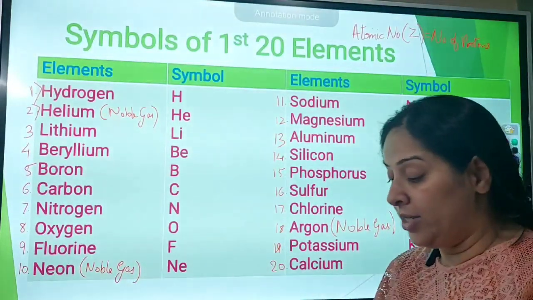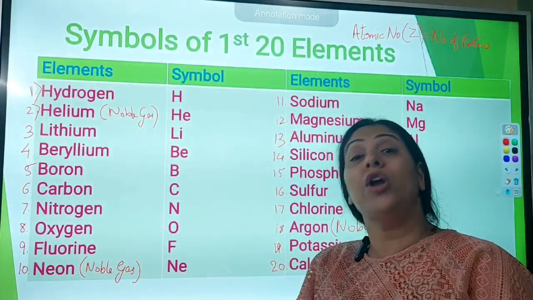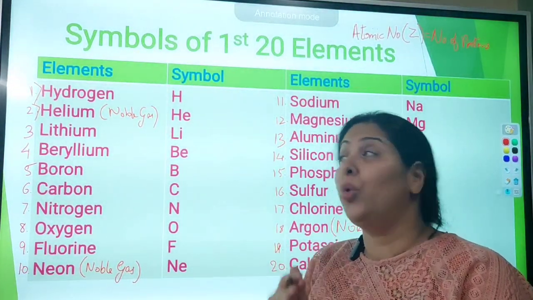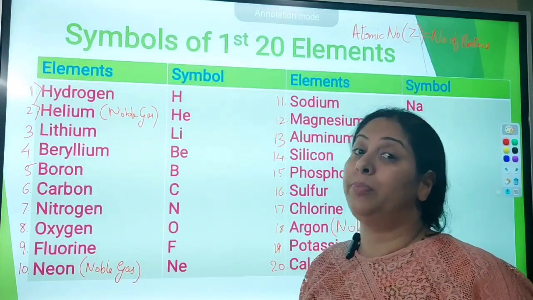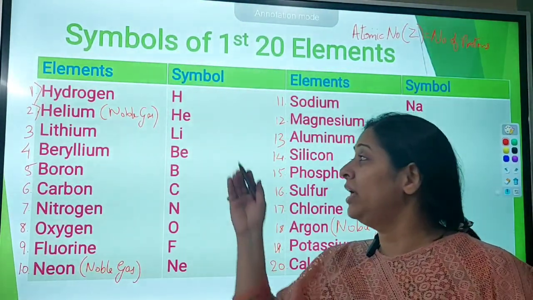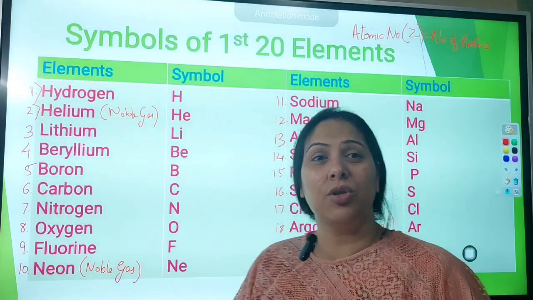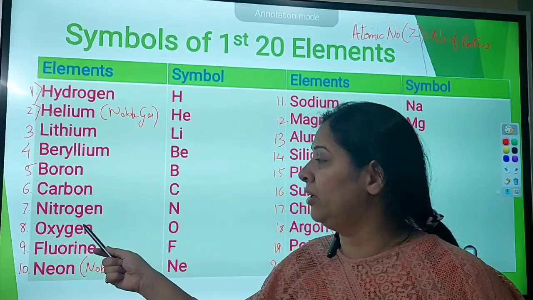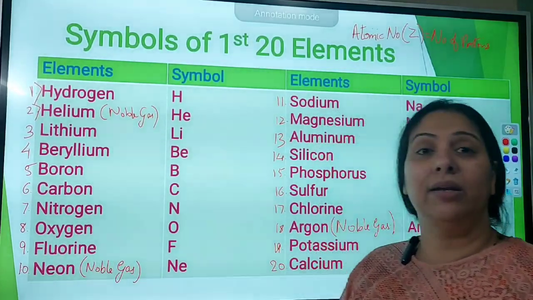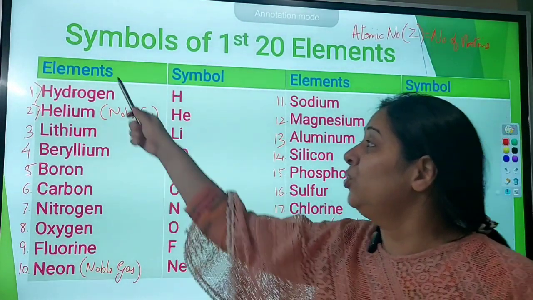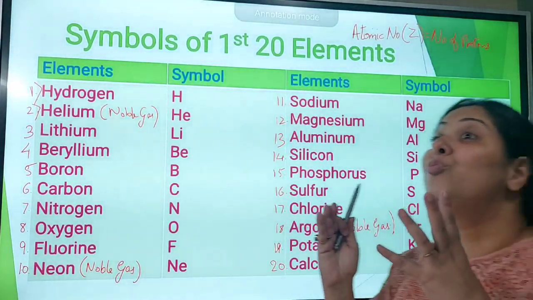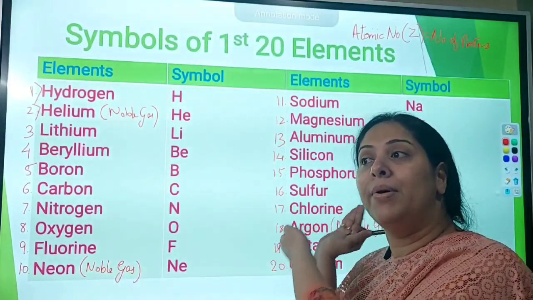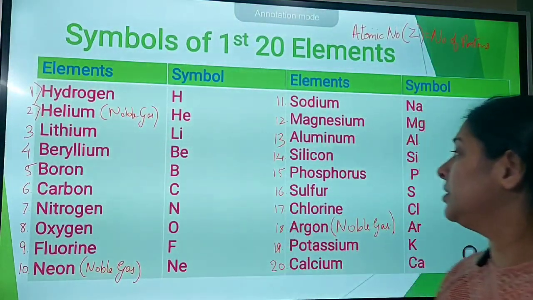Children, this list has to be learned by heart. If you want good marks in this subject, specifically in this chapter, you need to know your first 20 elements in order. There are a lot of ways, sing-song methods. I have learned it as hi, helly, baby, see, no, for, no, for n, like that. So you can make your own mnemonics. You can make your own poetry and stuff like that to remember your elements.